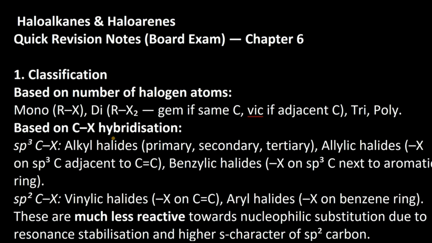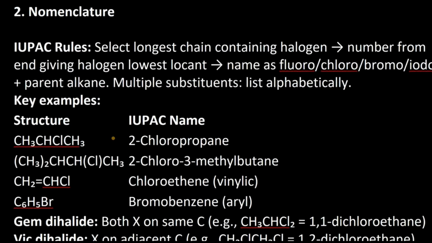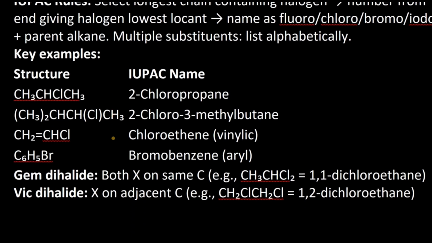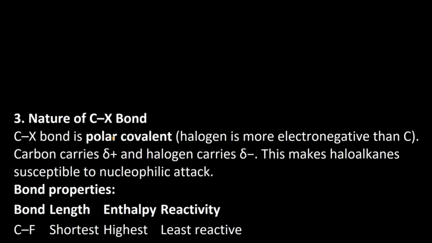Then haloalkanes and haloarenes: basic classifications and all we know, just quickly go through. And nomenclature, this is a basic thing. For IUPAC rules, we follow the lowest locant rule. And geminal dihalide, vicinal dihalide. Geminal means both the halogens are on the same carbon. Vicinal means they are on adjacent carbons. That is the difference. Okay.